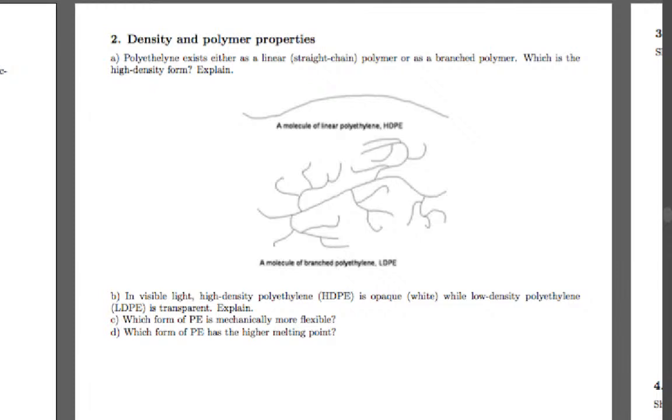So, density and polymer properties. Let's hope that I can actually answer this one. Well, actually, I need to grab my book first. So I'll be back with you guys later on. Let's just pause this first. No, just mute myself first.